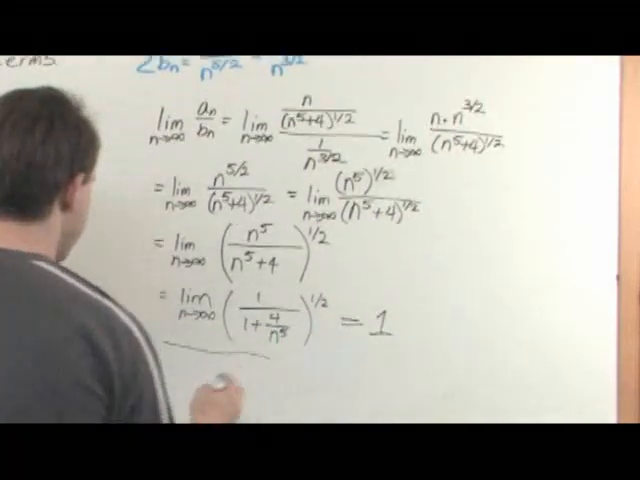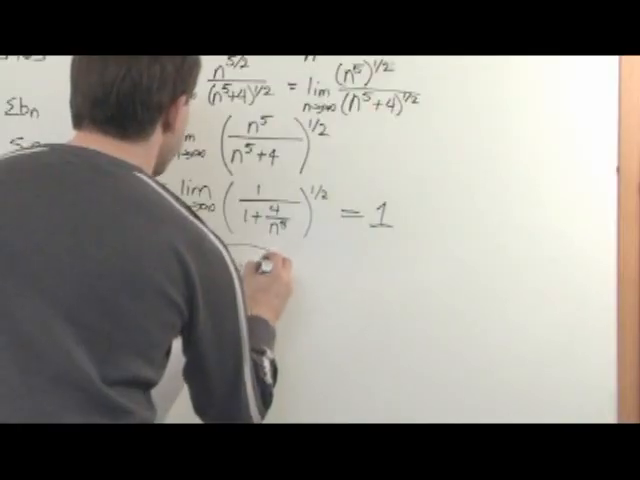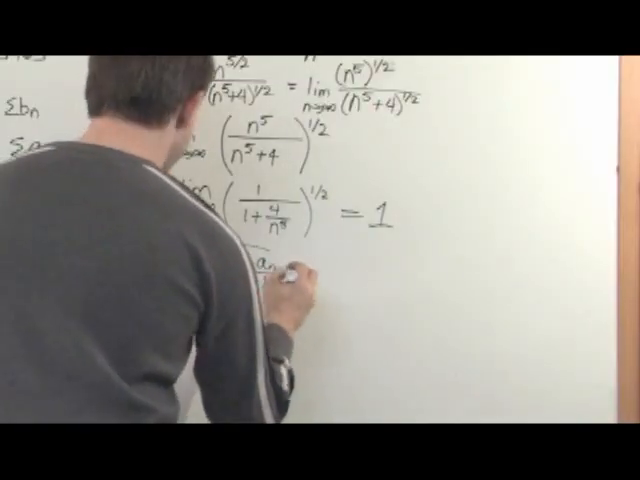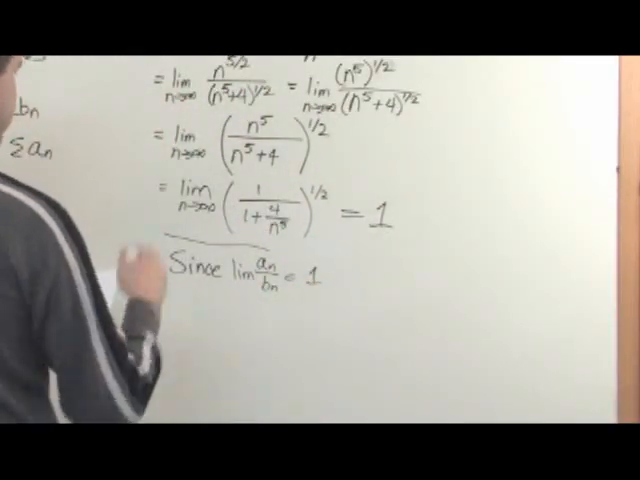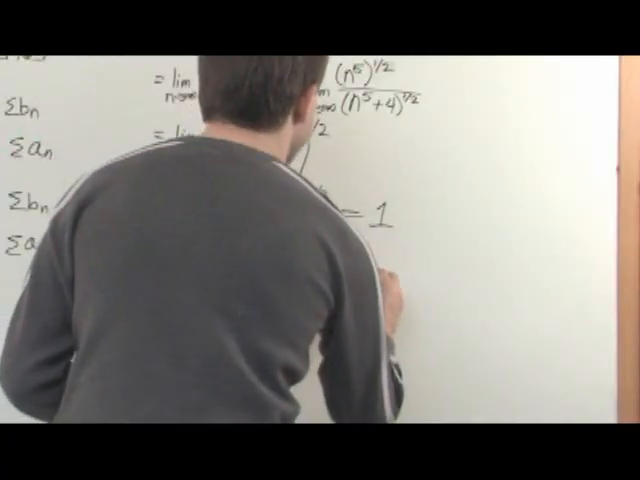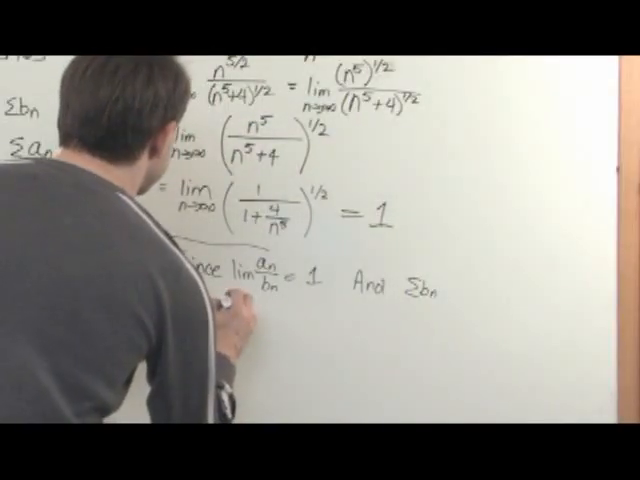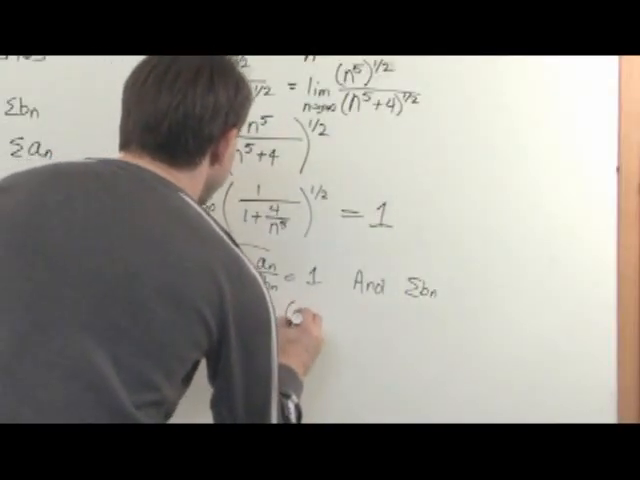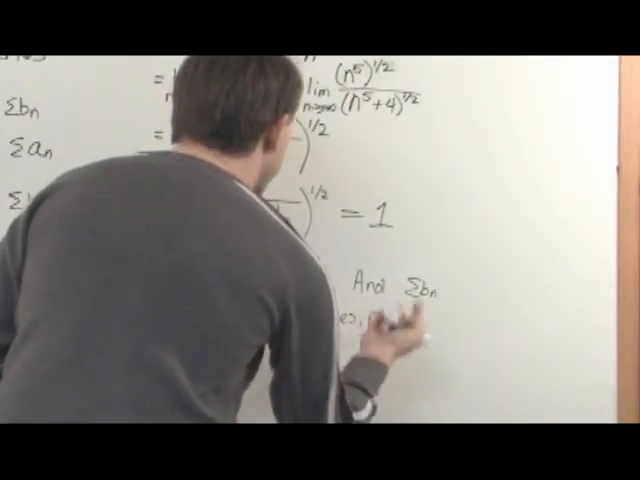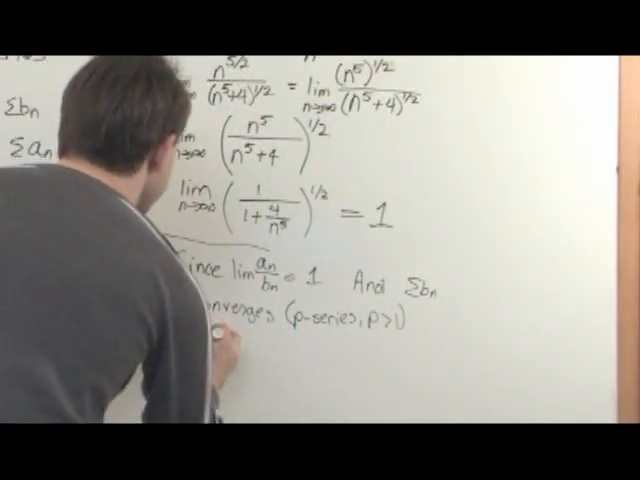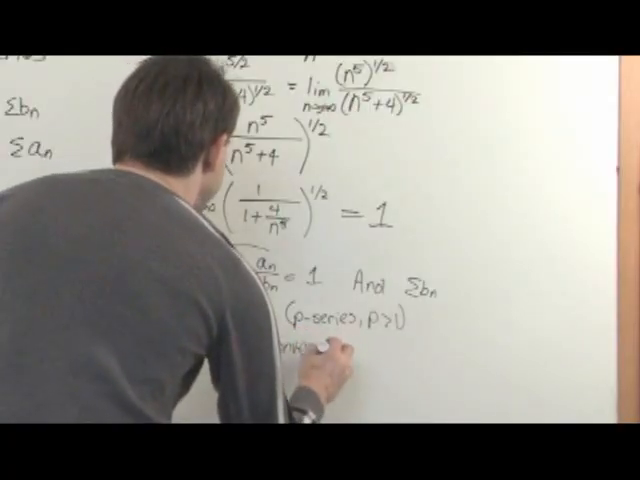So the way you would write it down, if I were actually writing this on a test, is I would say since the limit of A sub n over B sub n is equal to 1, which is a constant greater than 0, which is what's stipulated in part A over there, and we know that B sub n converges because it's a p series with p greater than 1, and that's when a p series converges. Then we have proven that A sub n converges.